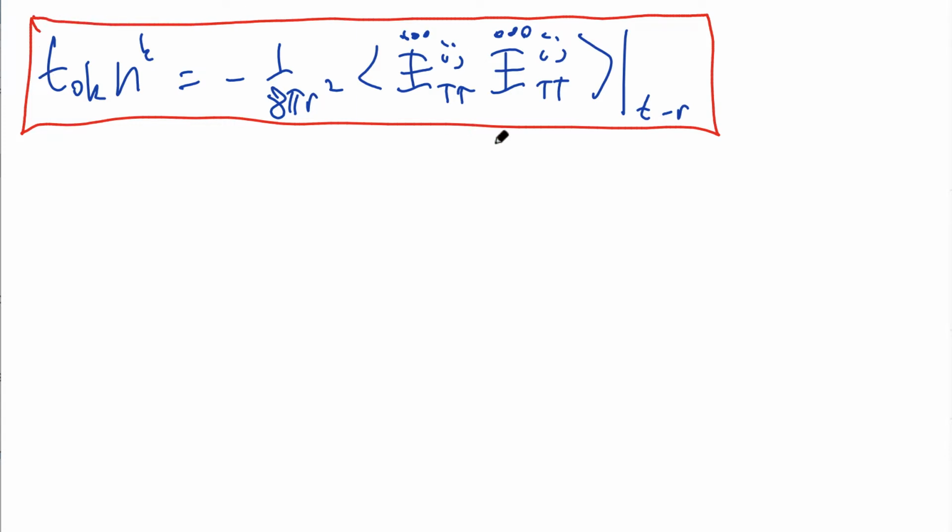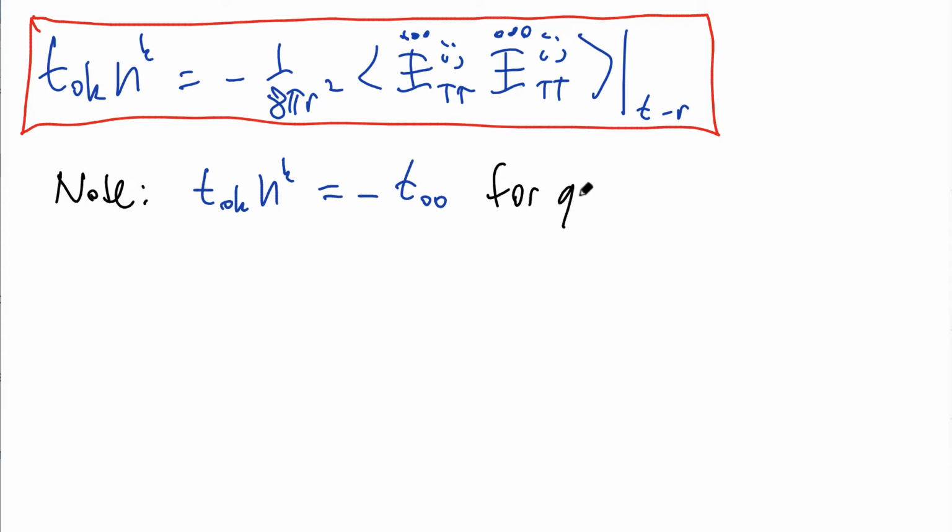By the way, notice that apart from the minus sign, this is just the same result that we had for the energy density. So T0k n^k is just minus T00 for gravitational waves.